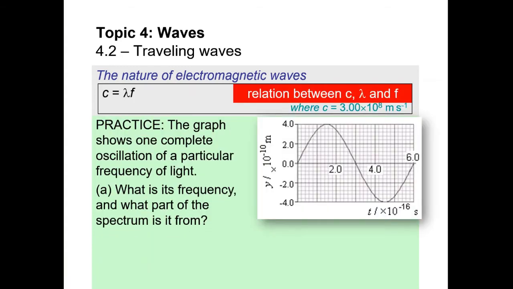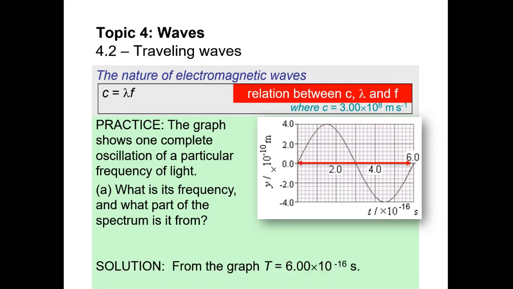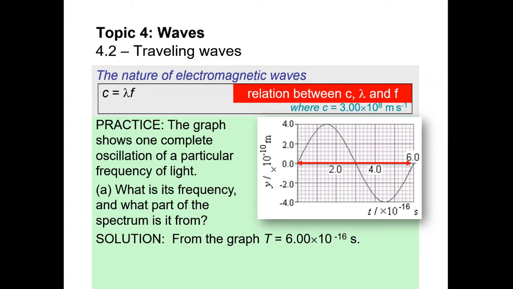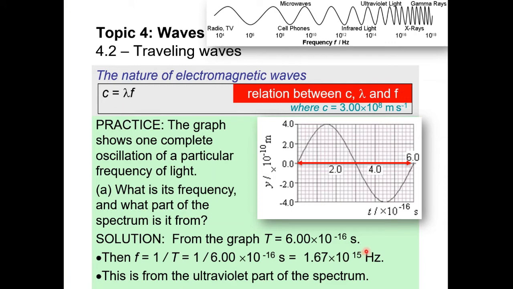What is the frequency, and what part of the spectrum is it from? This is a displacement-time graph, and the period is the time taken for one complete oscillation. We can find the period from the graph, which is 6 times 10 to the minus 16 second. The frequency is 1 over the period, which is 1 over 6 times 10 to the minus 16. That is 1.67 times 10 to the 15 hertz. It's a power of 10 to the 15, so that must be ultraviolet.